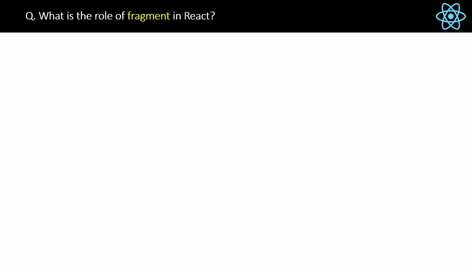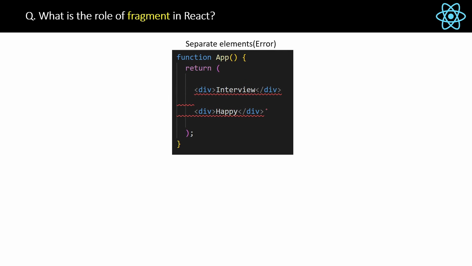What is the role of fragment in React? As always, let's see the code example first. Suppose you have this app component. Here you have two separate elements. They are not under any common root element. Therefore, you can see it is giving an error here by this red underline. It is not accepted at all in JSX, because in JSX there must be a root or parent element inside which you can place the child elements.